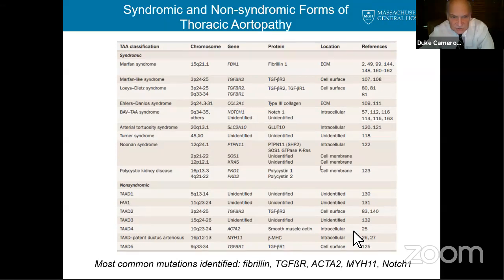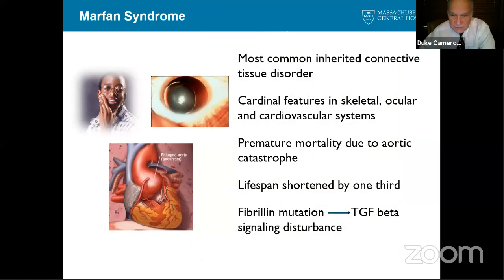But there are many other non-syndromic forms, which are difficult to recognize phenotypically, and we're learning to recognize them more by their genetic profile. Most of the mutations that occur in these diseases affect either the fibrillin protein, the TGF-beta receptor, or the ACTA2 gene, the MYH11, or the NOTCH1 genes that control either valve tissue or the myocyte, or the TGF-beta pathway. Let's go through some of the more common ones just to touch on each of these.